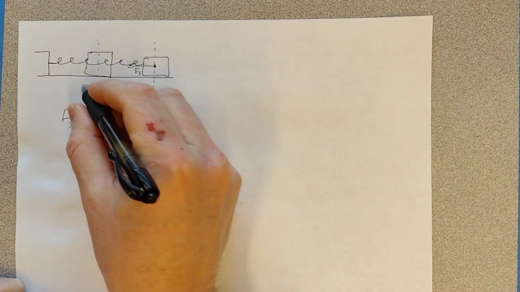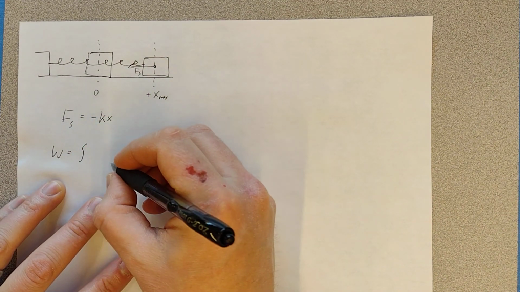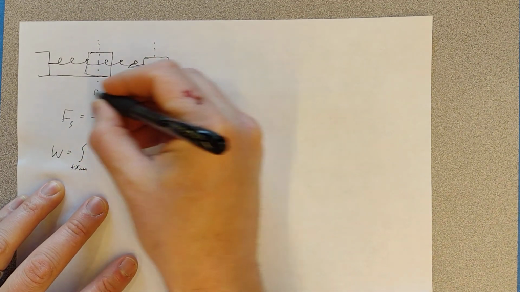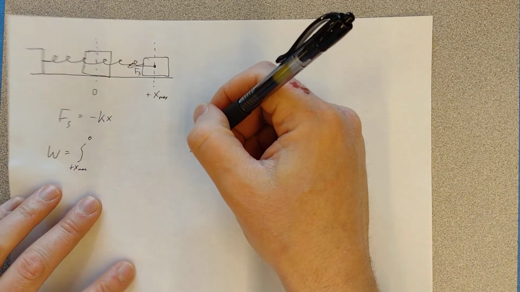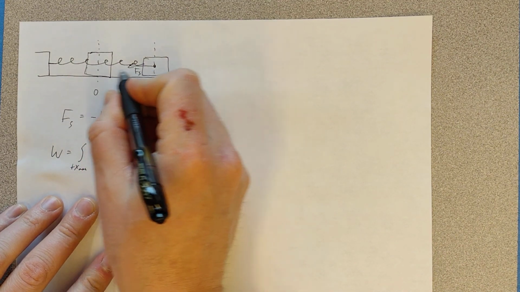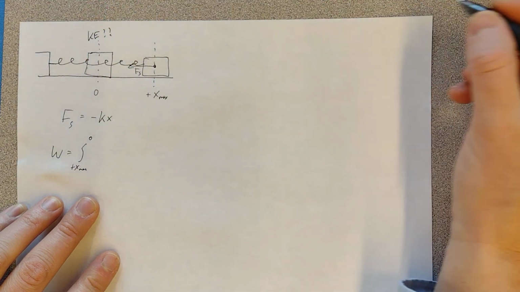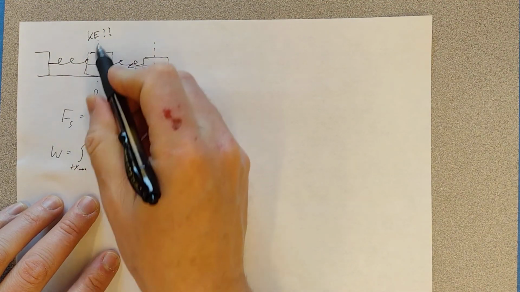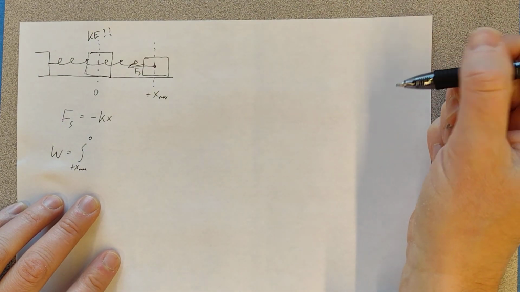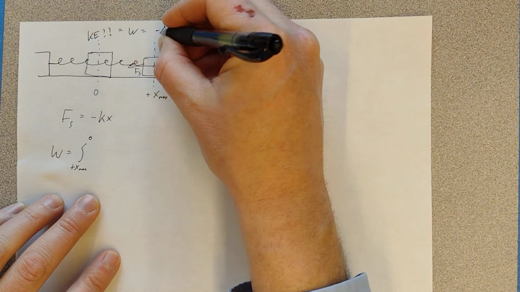So the work done by the spring on the object is the integral from positive x max to 0, because we're going from initial position to final position. We want to find the kinetic energy here. And remember the work-energy theorem: the work done equals the change in kinetic energy. And it also equals the negative change in potential energy. Work done equals negative delta U_s.